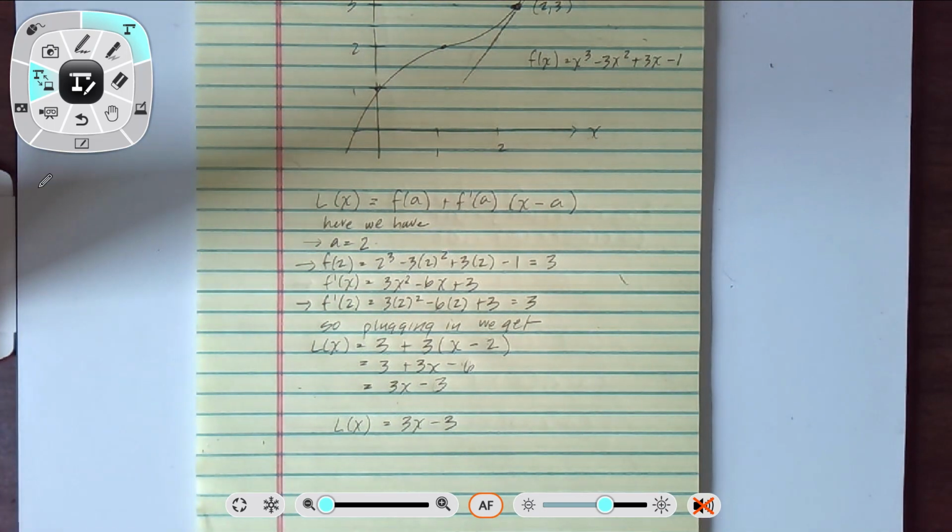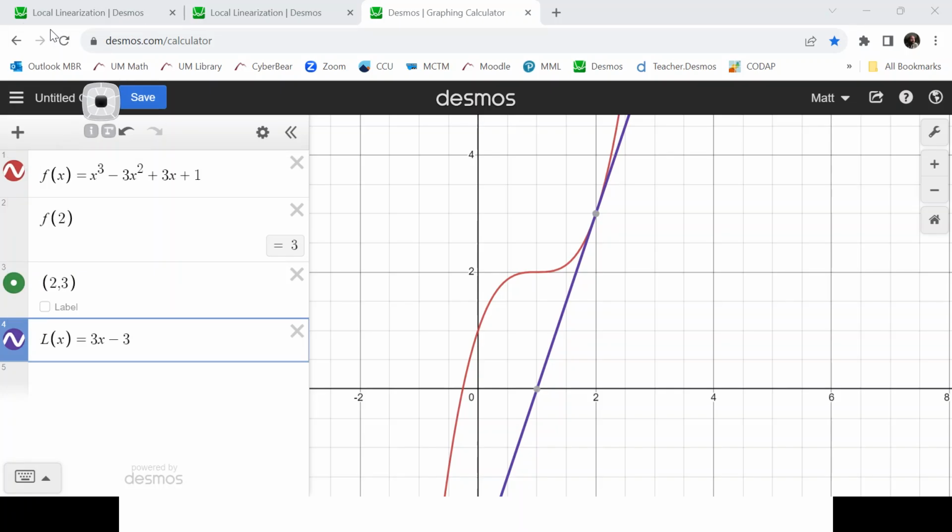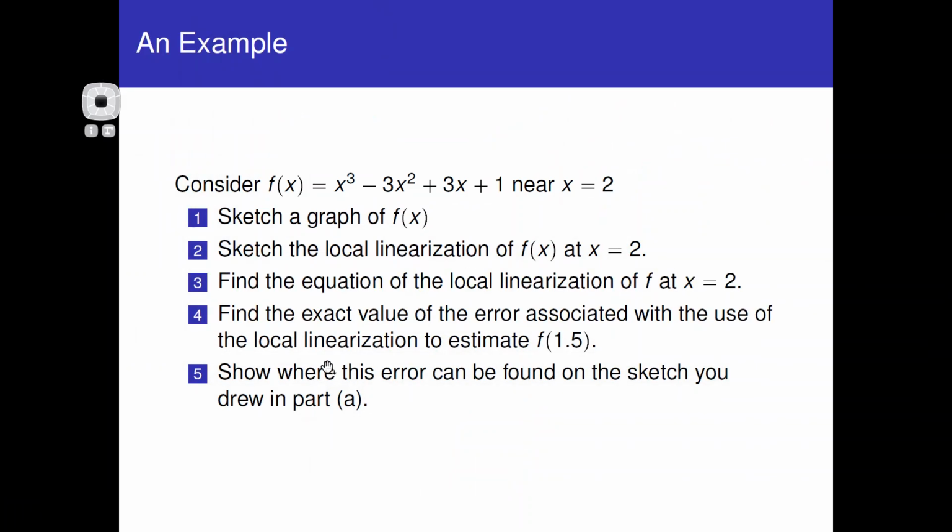Let's go back and see the last piece they would like us to do. Or I would like you to do, maybe. Let's move this out of the way. Find the exact value of the error associated with the use of the local linearization to estimate f of 1.5. Okay, let's go ahead and talk about the error function.